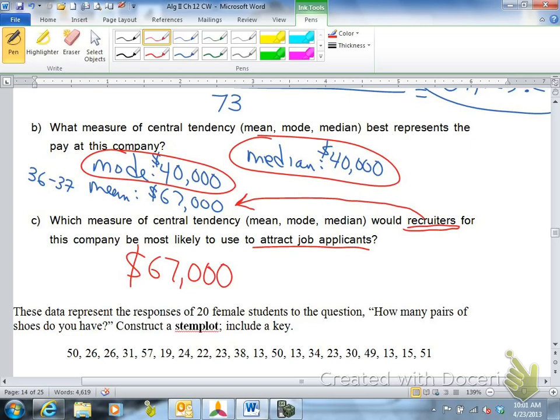What they don't realize, maybe a little deception going on here, is that most people get paid $40,000, or the middle guy gets paid $40,000. But often recruiters will use a bigger number to attract you. So when you think about jobs, don't just look for the average salary. You should ask, what's the median salary?